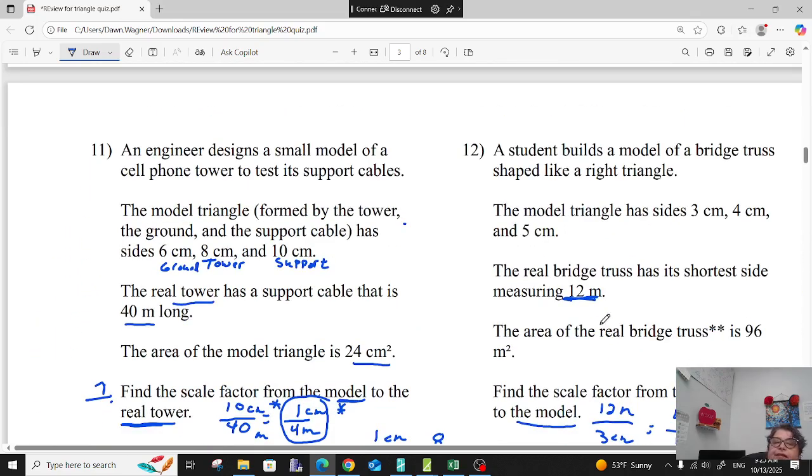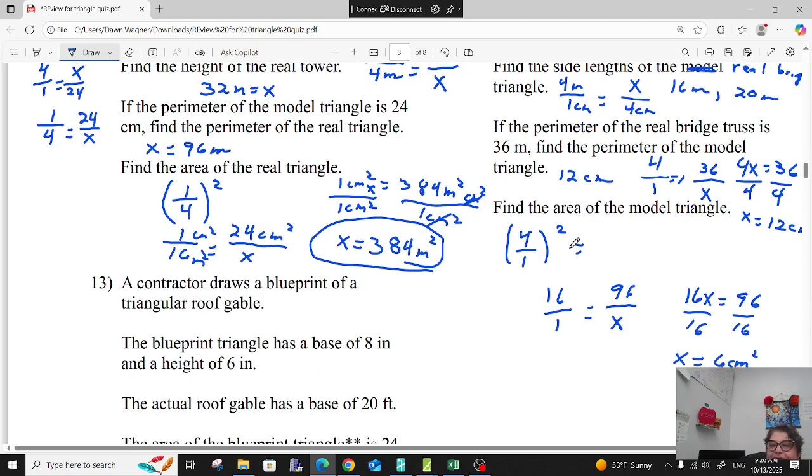If you know how to calculate the area of a right triangle, it'd be 3 times 4 divided by 2, which is also 6 centimeters squared. So either way, you could get it.